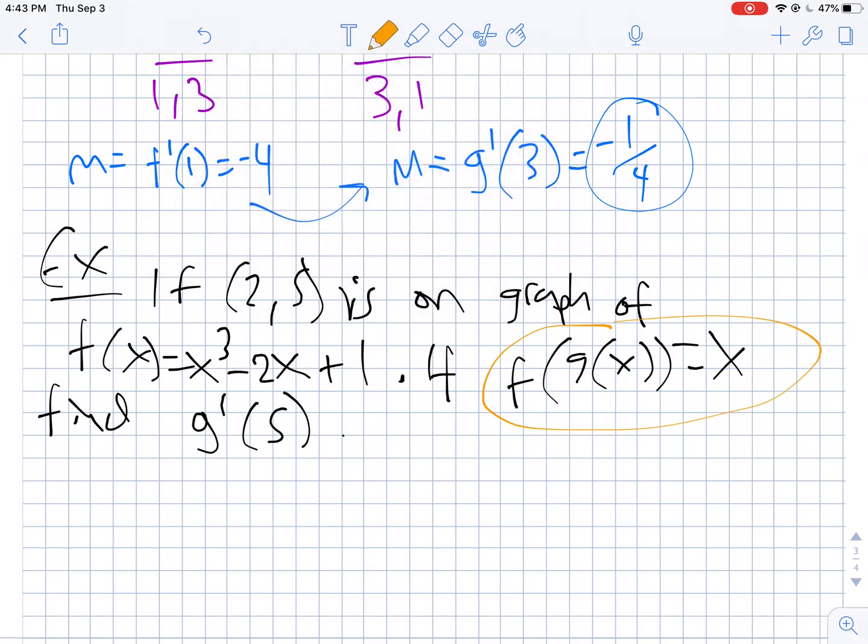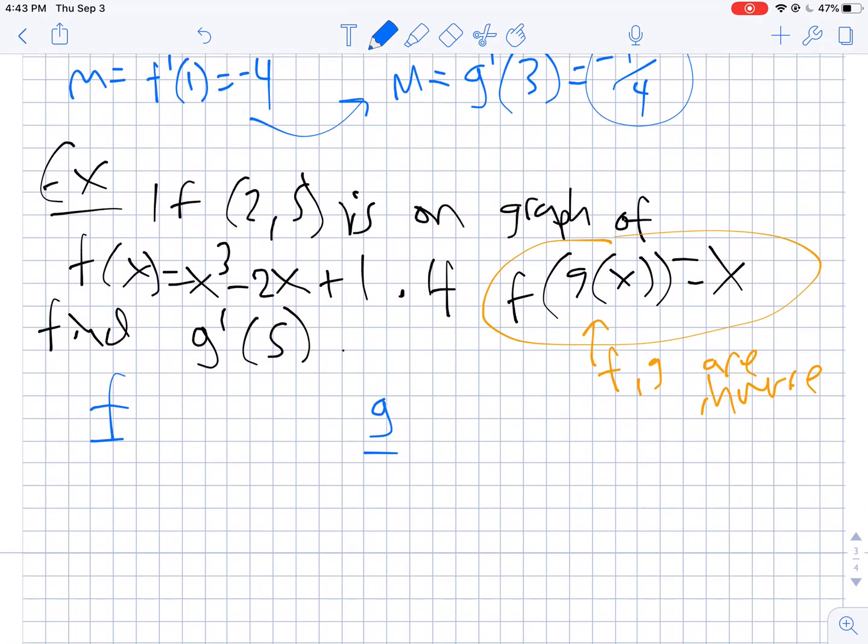Because if they tell you this is saying that f and g cancel, that means that f and g are inverses. They have that special inverse relationship. Okay, so what that entails is, let's draw this out. So here's f and here is g. On f, we have the point (2, 5). So that means on g, we have the point (5, 2).